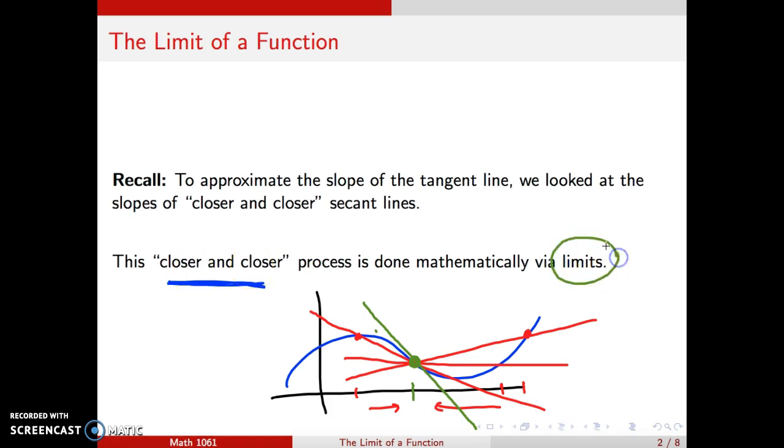In any case, we talked about the closer and closer idea. This is done using limits, so that's what we want to look at, and we'll be talking about it for a couple days.